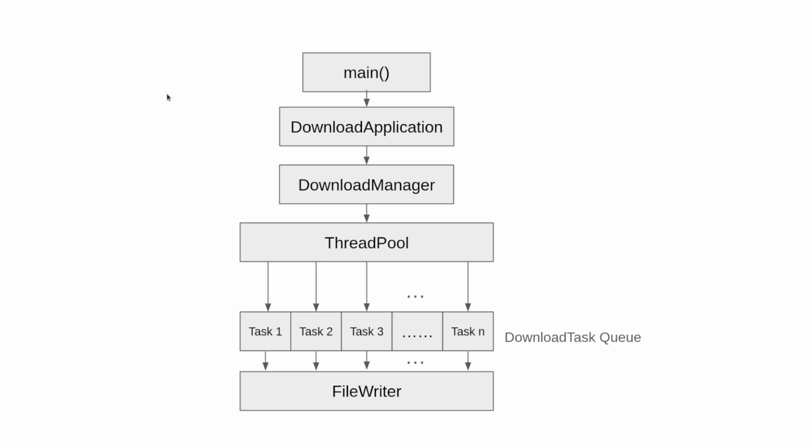As you can see here, we have one download application class, one download manager, one thread pool, and one queue here. This is a download task queue, and this is the file writer. At the top we have the main function, so everything will start from here, and then it will call the download application class. Here in the class, we are handling the input output and some APIs, like start downloading, pause downloading, resume downloading.